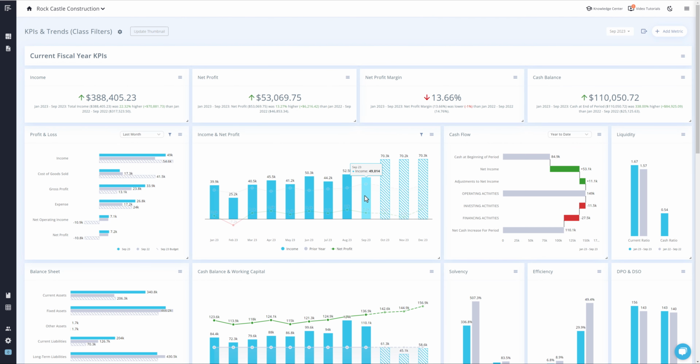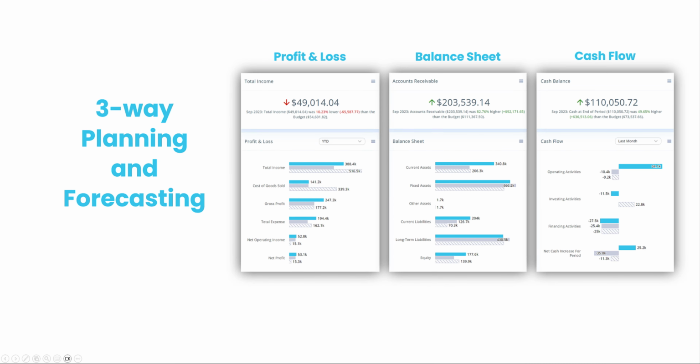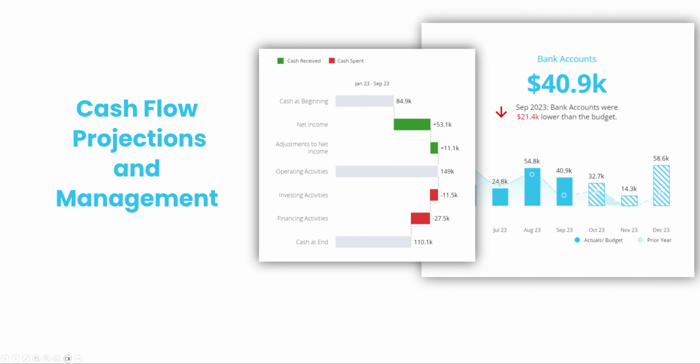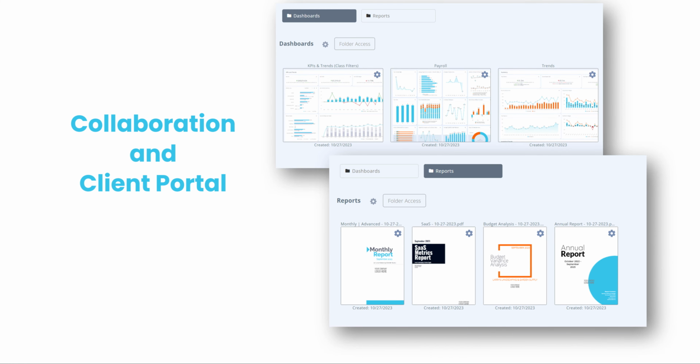Now that you are more familiar with our interface, here is a quick overview of Reach reporting features that you can use to automate and streamline your business processes. Business reporting and performance analysis. Three-way planning and forecasting. Cash flow projections and management. Consolidations and multi-currency conversion. Collaboration and client portal access.